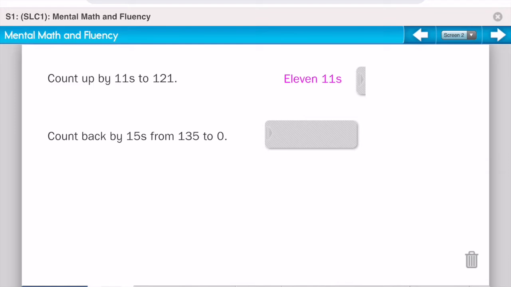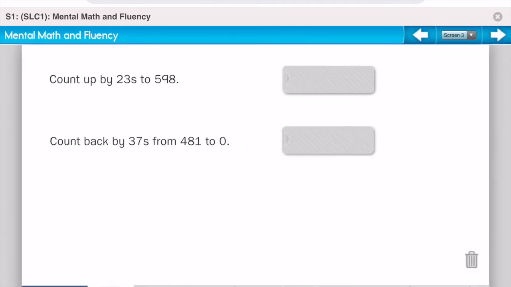Now we're going back by 15s, starting at 135 and going all the way to 0. So on your calculator, starting at 135, counting back by 15s, how many times do you need to subtract to get to 0? You need to hit subtract 9 times to get to 0.